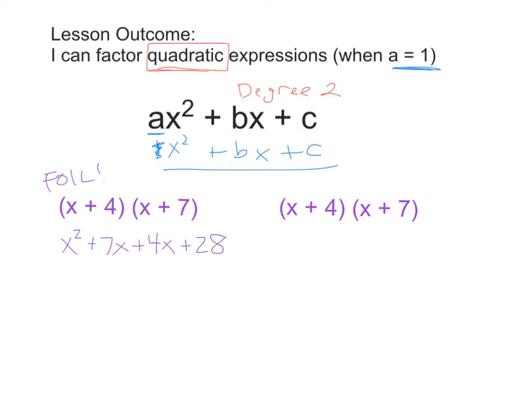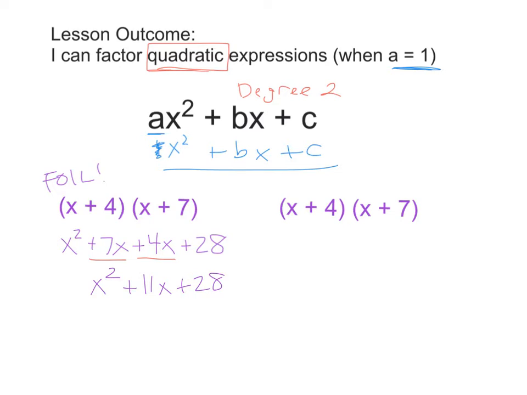So once we got to this point, you probably remember that we would combine our like terms. We have an x squared term, there's no other x squared term. We have an x term, and there's another x term right here. So 7x's plus 4x's would be able to be simplified. So we have x squared plus 7 plus 4 is 11, so 11x plus 28.